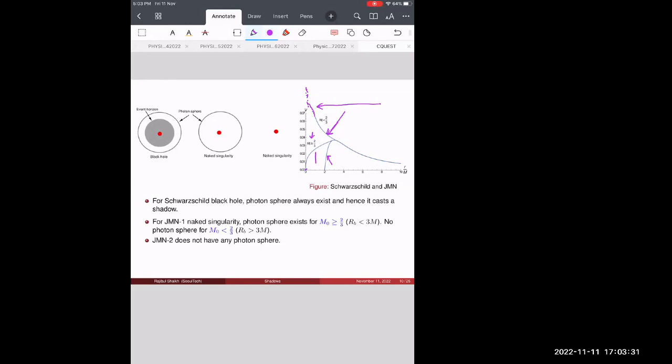Therefore, this case will not cast any shadow. However, in the other case, note that the potential has a maximum. Correspondingly we have a photon sphere, and this photon sphere will capture photons having impact parameter less than the critical value. All those captured photons will get captured by the singularity. So in this case, we'll have a shadow.